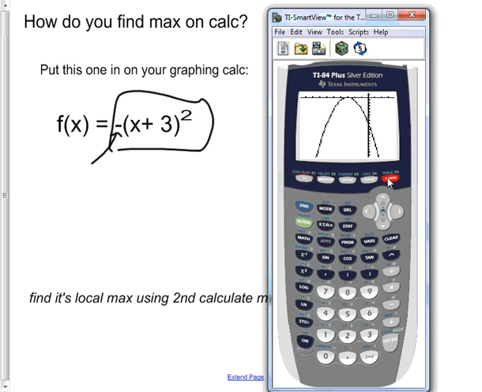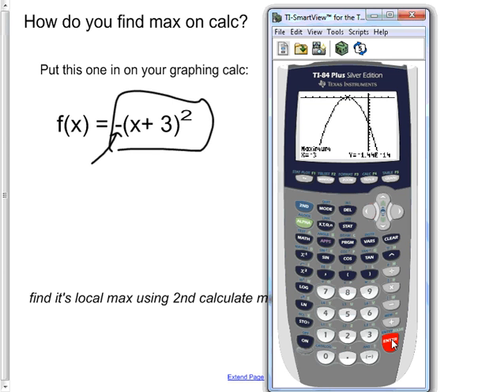Now hit graph. Your measures may not look like mine, but you can always Z-box it and zoom in on the part that you want to look at, but you don't really have to. Remember, use second, calculate maximum. Second, calculate the maximum, which is number 4. And now you go to the left of the spot you want, the right of the spot you want, and you hit arrow, go over the spot you want pretty much, and hit enter.